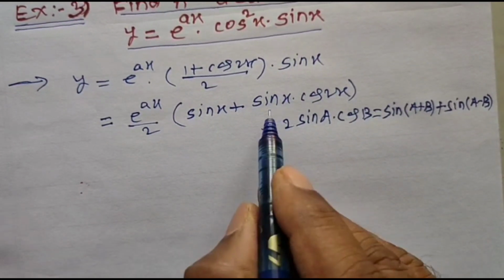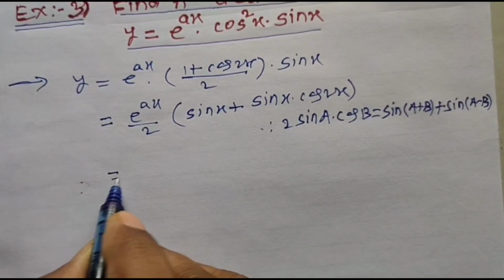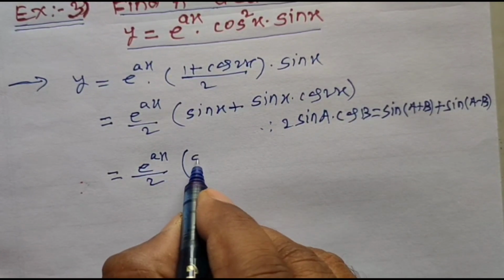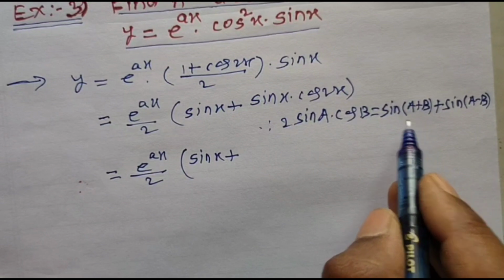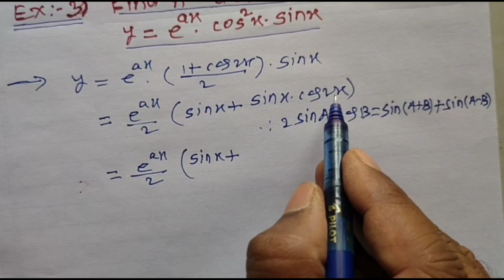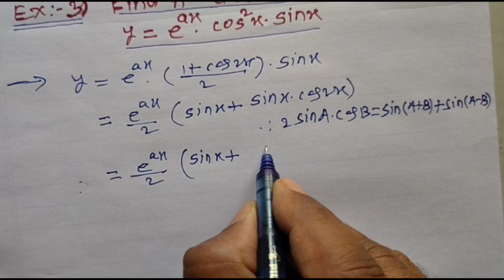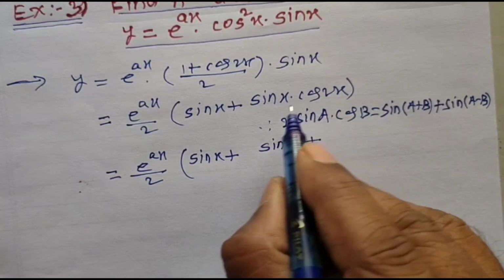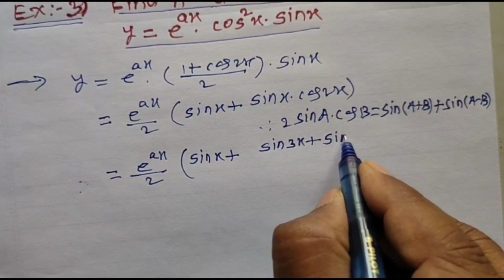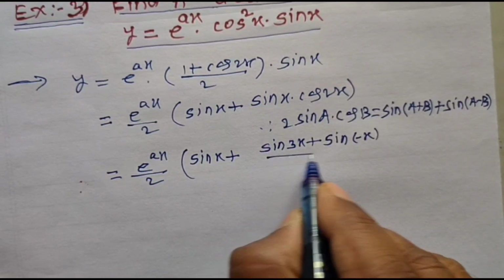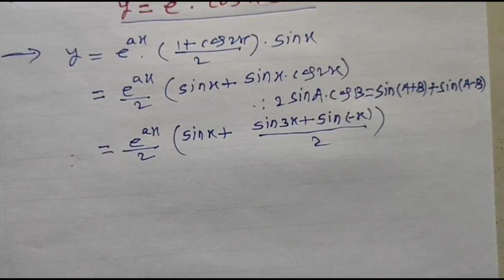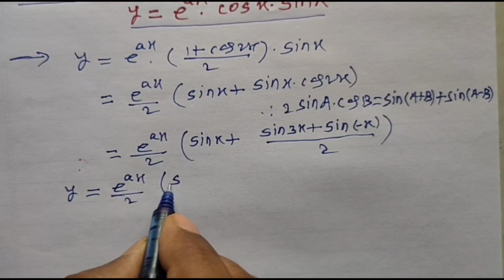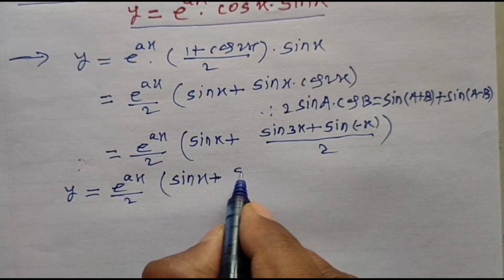Hence sin x cos 2x can be written as, so this is equal to e to the power ax divided by 2 into bracket sin x plus, taking this 2 on this side, sin of a plus b, a is x, b is 2x, x plus 2x is 3x, so sin 3x, plus sin of a minus b, a is x, b is 2x, x minus 2x is minus x, sin of minus x, divided by 2. Now again we have to simplify this. y is equal to e to the power ax divided by 2 into bracket sin x plus sin 3x divided by 2.